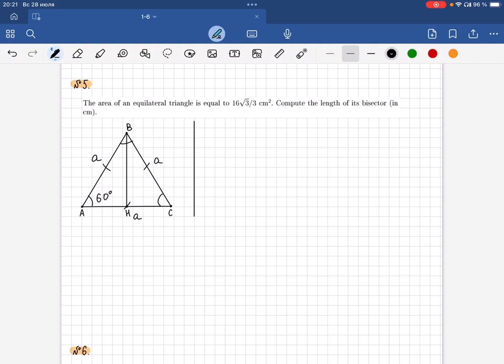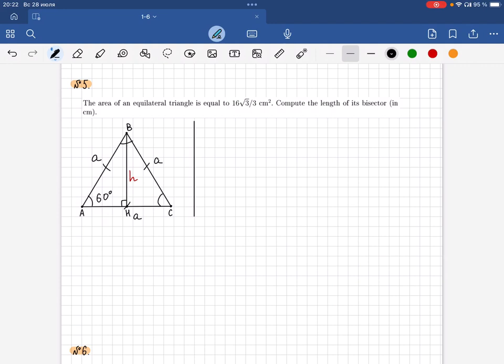What is next is that in an equilateral triangle, all bisectors are the same, and what is more, they also coincide with the heights. So we have a bisector BH here, which is also the height. And if we find this h here, then we'll solve the problem. In the task, we are also given the area of this triangle. So how can we use this information?